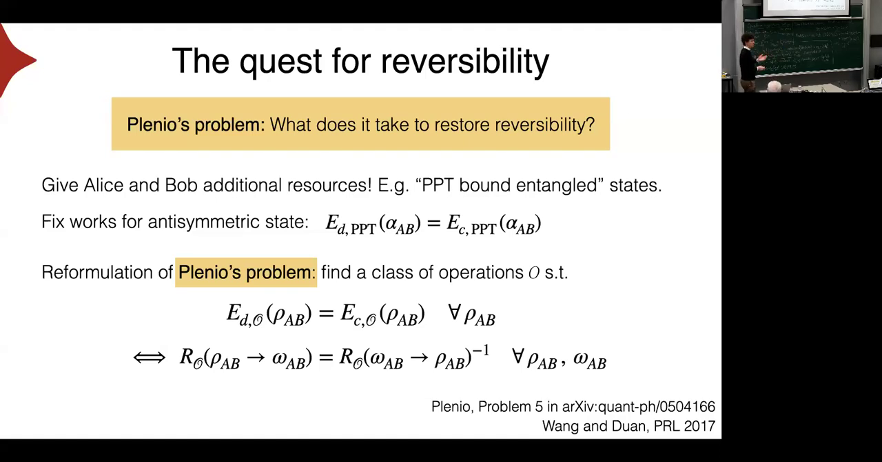Of course, you don't want trivial classes, because everything would trivialize. With all operations, the distillable entanglement would be infinite and the cost would be 0. That's also not good. So you want a non-trivial class that does this. And okay, PPT operations don't work in general. This has been proven relatively recently by Xin Wang and Runyao Duan, 2017. It's a nice paper.